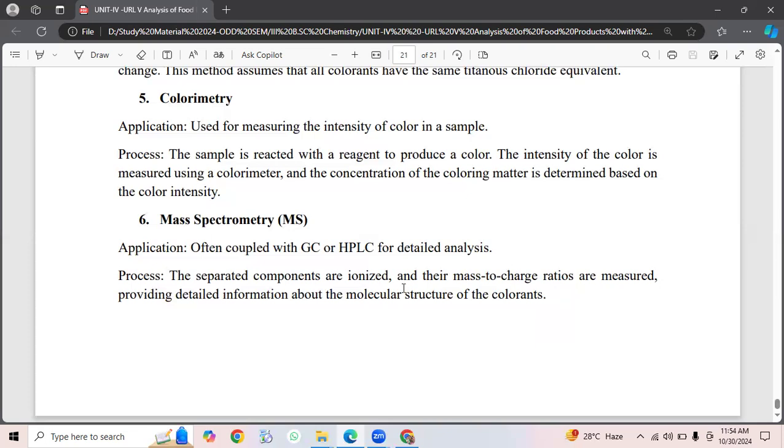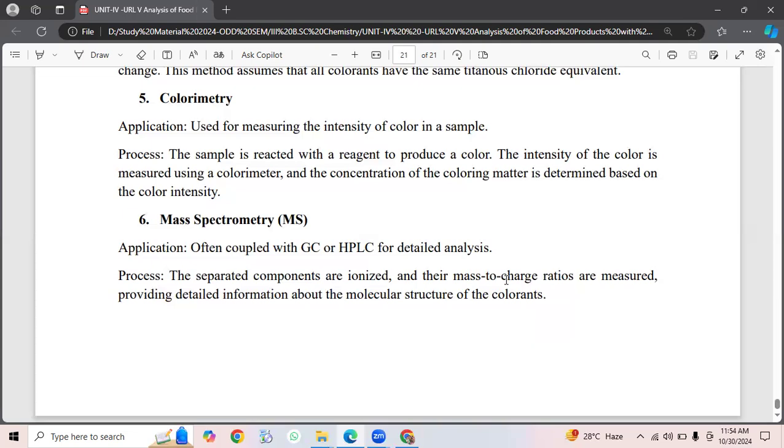We have already seen this in the GC for the flavorants as well as the preservative methods. This mass spectrometry was already explained. Just go through the working process of the MS. Once the components are ionized, they vary by mass to charge ratio, then we can measure it and get the information about the molecular structure of colorants.